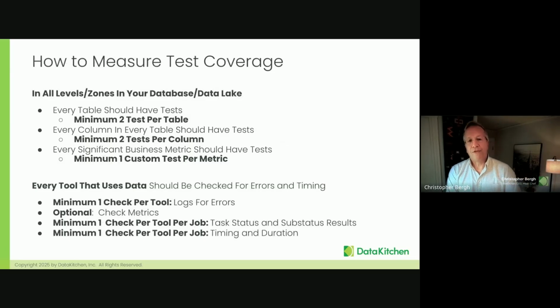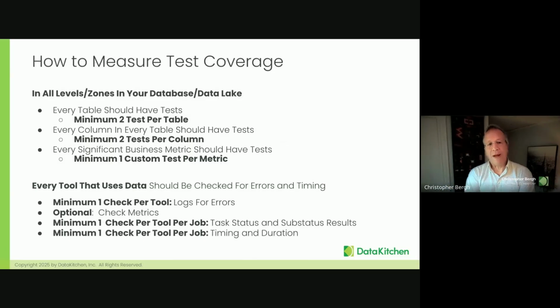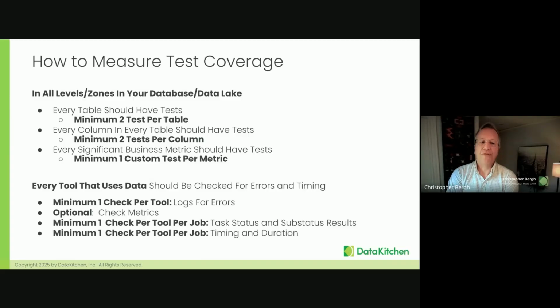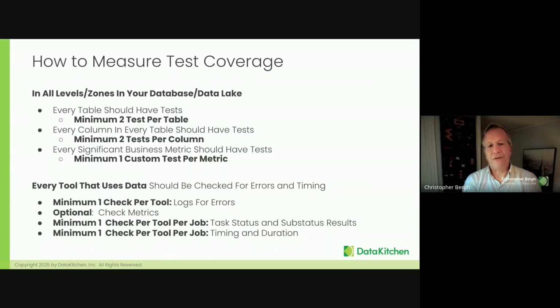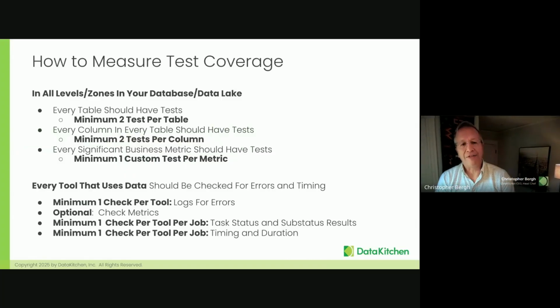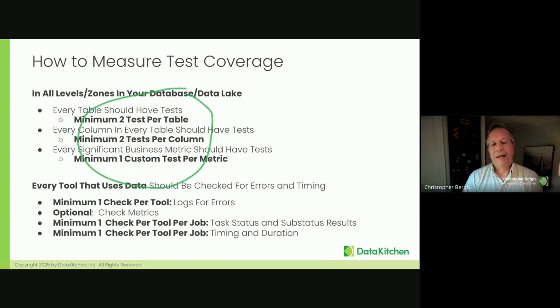So what are some rules of thumb? Every table should have a minimum of 2 tests, things like: did it get really big or really small? Every column should have 2 tests. Every significant business metric should have at least 1 test. And then every tool that uses data. So before I go on, that's a lot of tests, right?